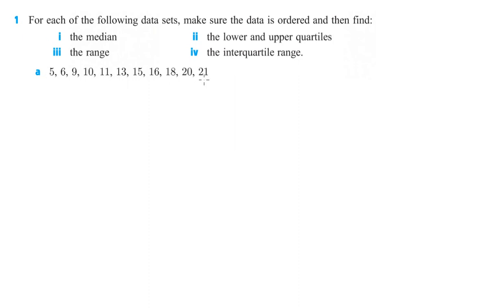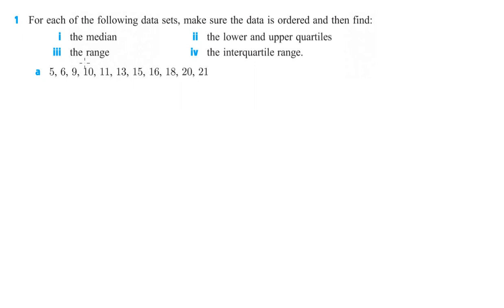So here's our data for A. Make sure that it's in order. It is already in order, which will make this a lot easier to find all of these things. So median, let's count how many pieces of data we have. 1, 2, 3, 4, 5, 6, 7, 8, 9, 10, 11.